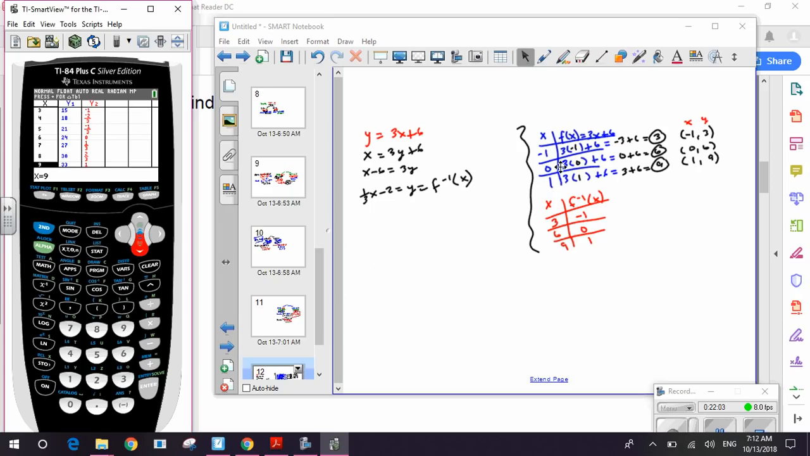So again, all you need to do is graph the original function. So make a table of about 3 good points, and then just switch the x and the y values in your second table, and then graph those new 3 points. And that's pretty much it to graphing a function and its inverse.